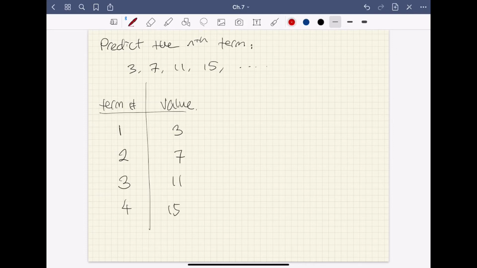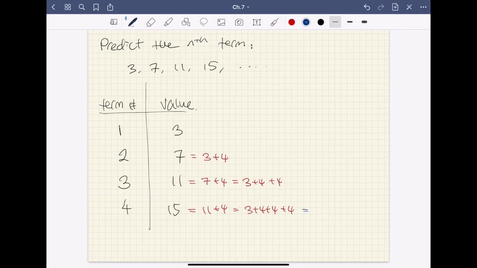So let's see what the relationship is here. We know that 7 is equal to 3 plus 4. 11 is equal to 7 plus 4. 15 is equal to 11 plus 4. And we also know that 7 is equal to 3 plus 4. So 11 will be 3 plus 4 plus 4. And 15 will be 3 plus 4 plus 4 plus 4.